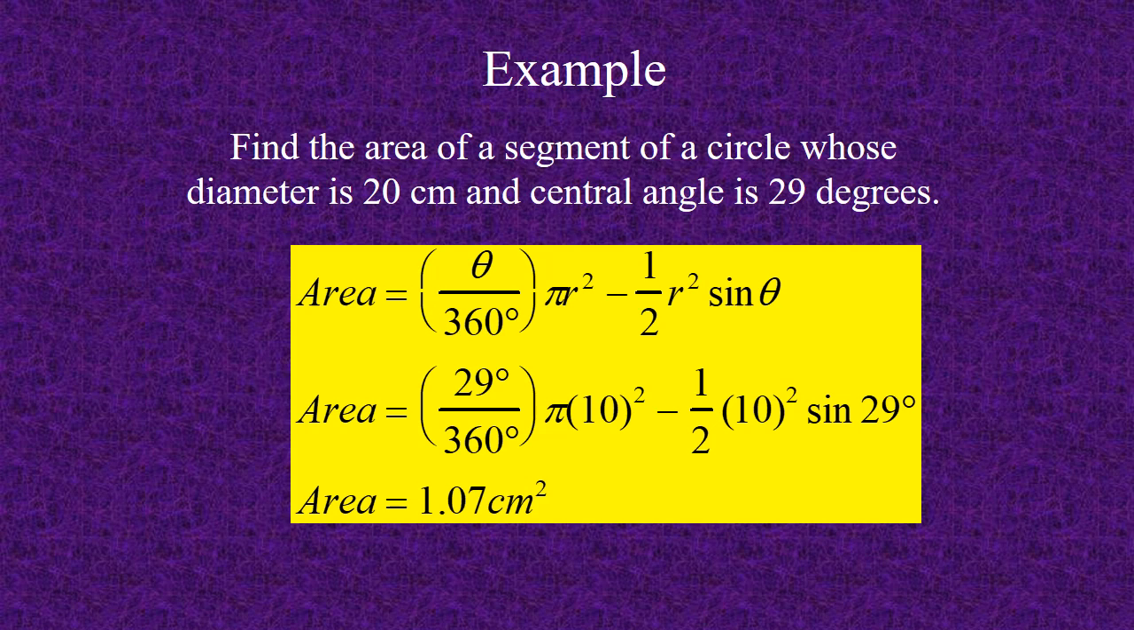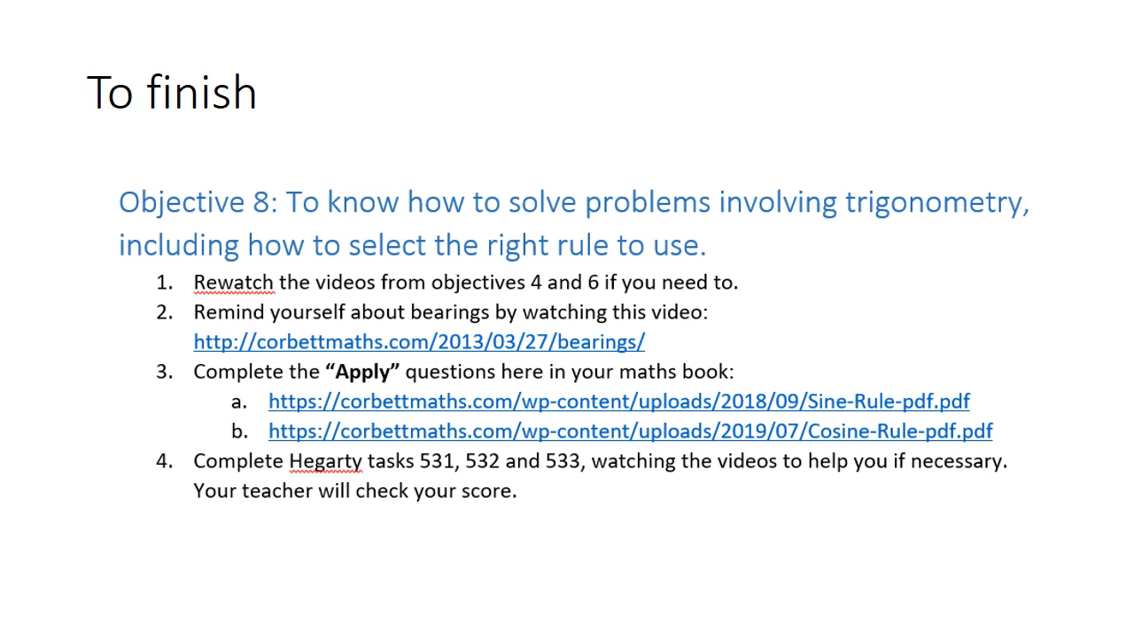So let's say: find the area of a segment of a circle whose diameter is 20 centimetres and central angle is 29 degrees. So we can put our numbers in, so it's 29 over 360, and remember the diameter was 20, so the radius is 10, so we go pi times 10 squared minus a half times 10 squared sine 29. We pop that all into the calculator and you're going to get 1.07 centimetres squared. Okay, as I said, go through the video for these.